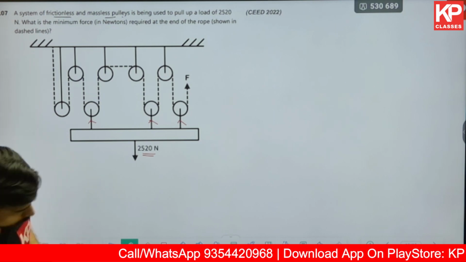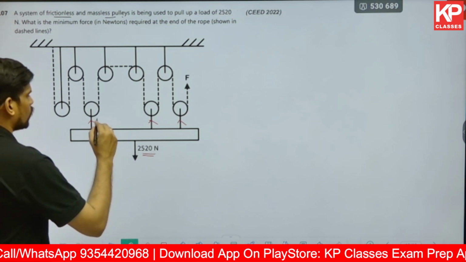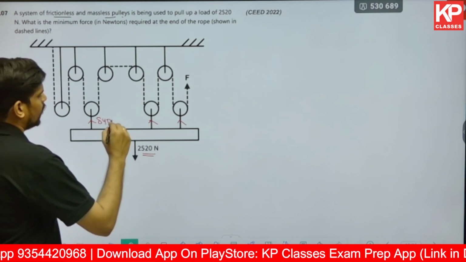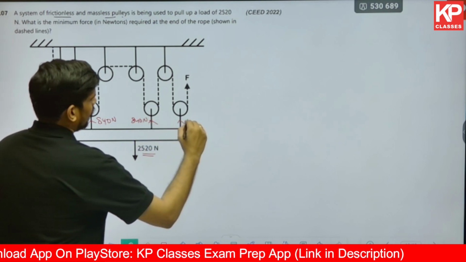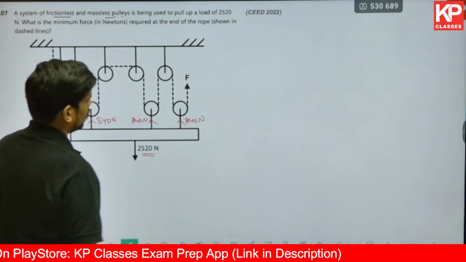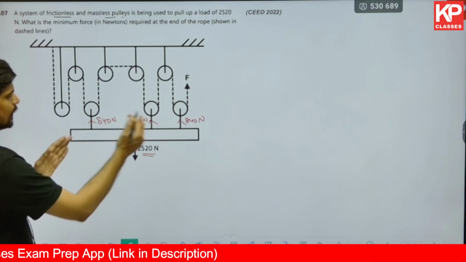So yeah, you will have a scientific calculator on screen in the examination. 2520 divided by 3, you will be getting 840 newtons at this point, 840 newtons at this particular pulley, 840 newtons at this particular pulley as well. So 840 newtons at every pulley.